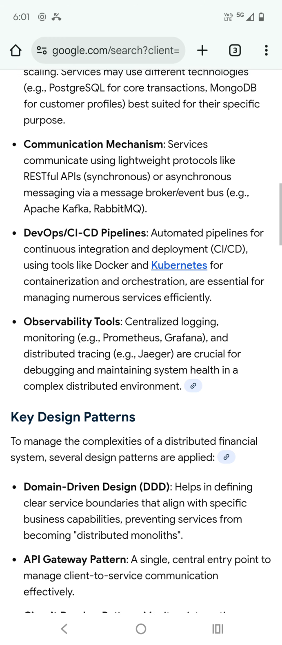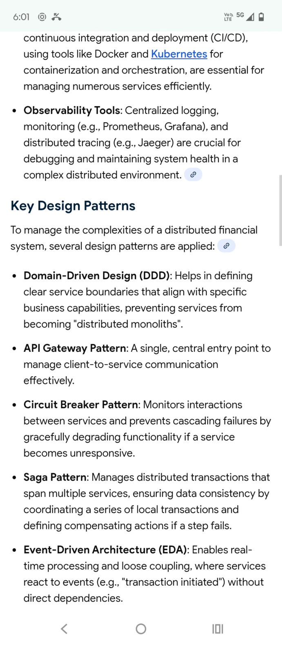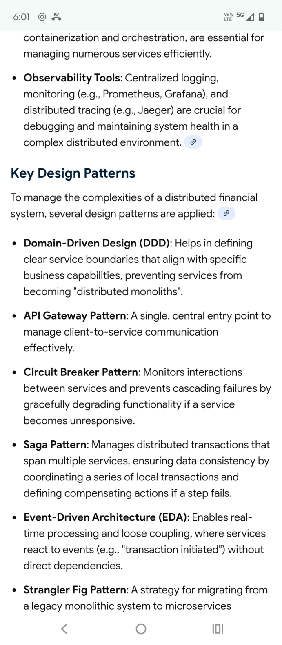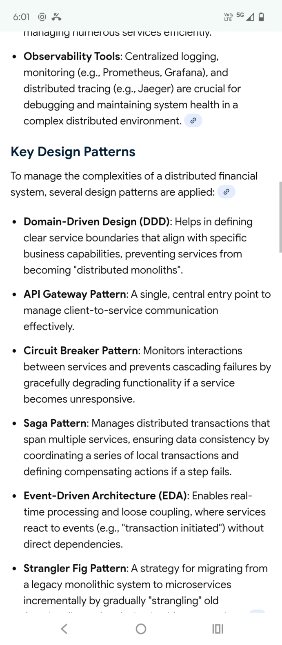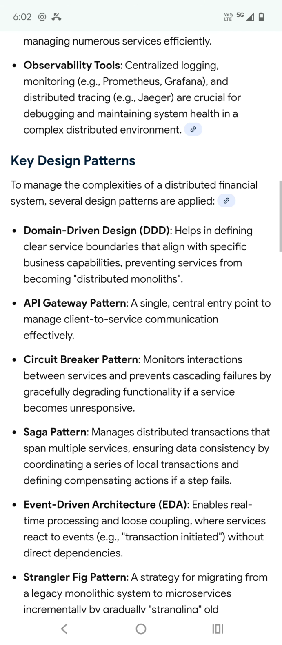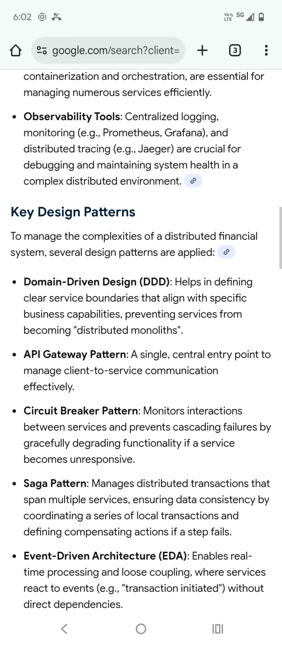So this is about the different key components, and I want to discuss a little bit about design patterns. What kind of design patterns do we generally use while designing the architecture of a banking system, if it is a microservice based architecture? Domain driven design, as I told you, is the first and foremost design pattern because it helps in defining clear service boundaries that align with specific business capabilities, preventing services from becoming distributed monoliths. That means you need to identify the different functionalities. For banking, you need to identify the account service, customer service, fund transfer service, and notification service.